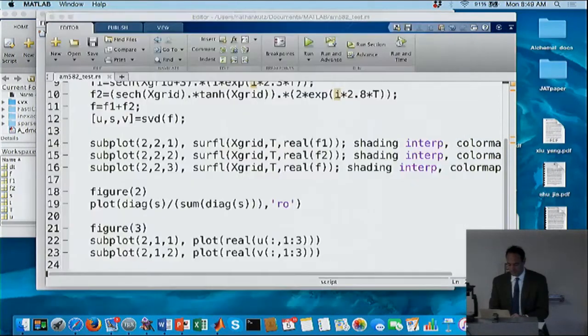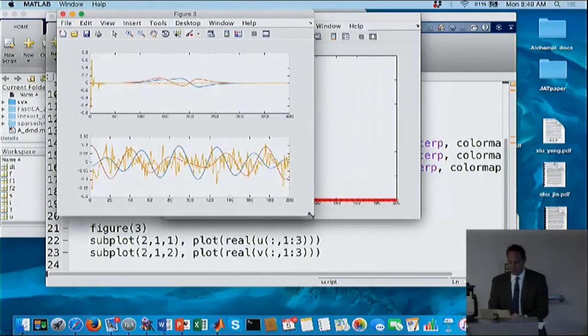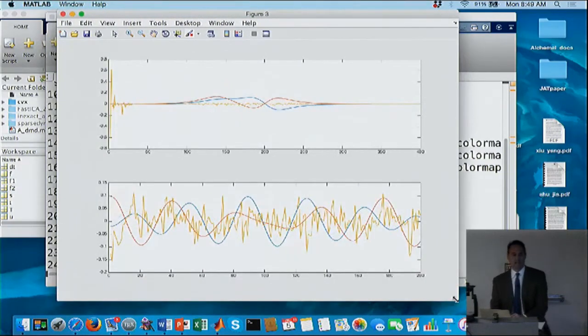So, hold on. Oh, you know what I wanted to do? Let's do that. I wanted to transpose it. There we go. Okay. So I want the U to be spatial, but the way I was stacking it was wrong.